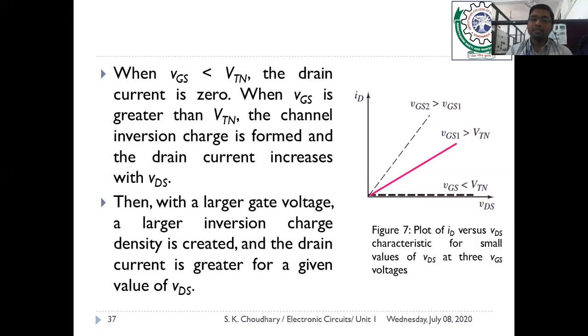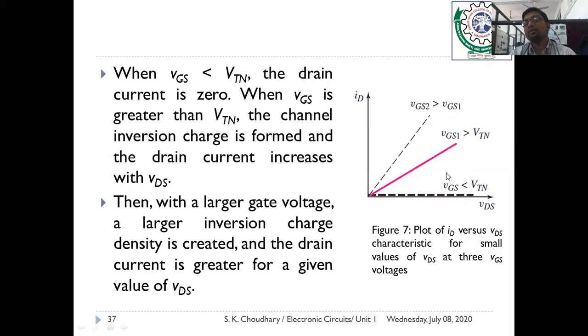Now if you look at this particular plot, ID versus VDS, it is very clear that when VGS is less than the threshold voltage, whatever the value of VDS, your drain current is 0. But as you increase the value of VGS and it is more than the threshold voltage, you get a positive drain current, and this current has a linear relationship with respect to the drain to source voltage. And as you increase the VGS more, in the third case where VGS2 is greater than VGS1, you get more drain current for the same value of VDS.